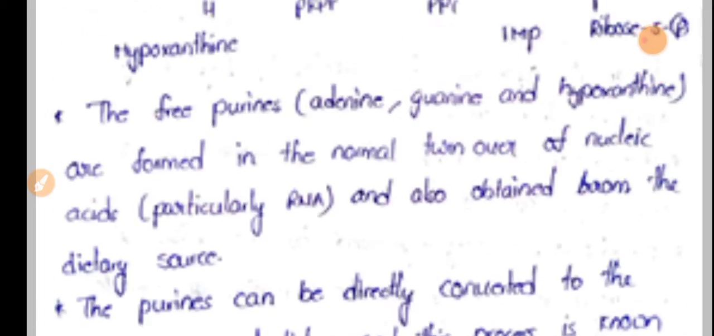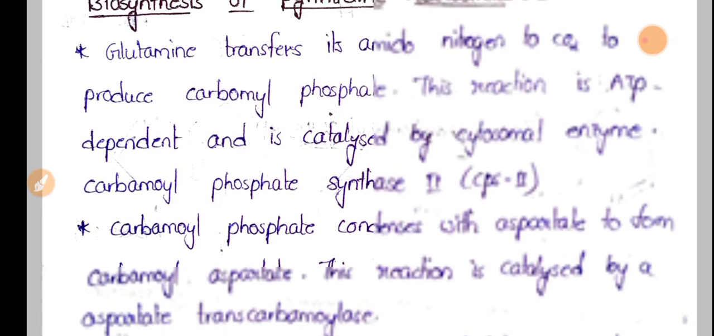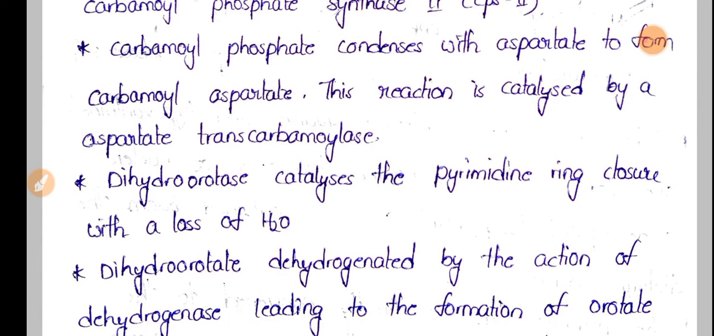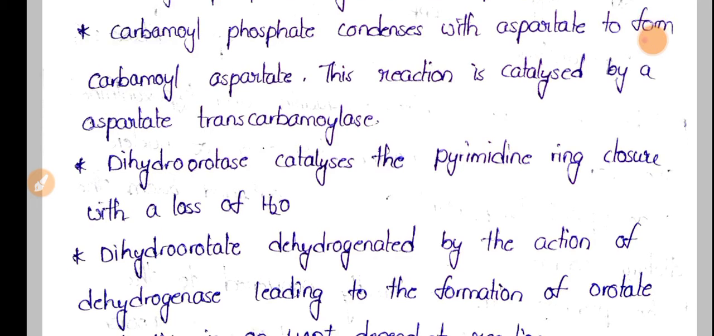And the next step: carbamyl phosphate will condense with another amino acid, aspartate, to form carbamyl aspartate, and this reaction is catalyzed by the enzyme aspartate transcarbamylase. So carbamyl phosphate is converted into carbamyl aspartate by combination of carbamyl phosphate and aspartate.